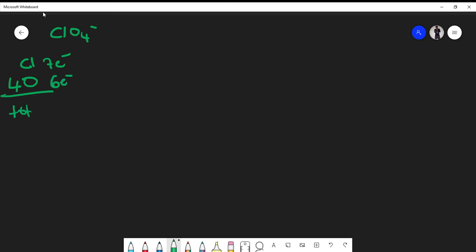I'm doing this because I want to be able to tell the total number of electrons that I have to place. So 4 times 6 is 24, because we have 4 oxygen atoms. So this is 24 electrons, plus the 7 that chlorine gives me. Now remember, this is an ion, so if we see a negative, in this case -1, that means we have to add 1 electron. That means the compound has gained 1 electron.